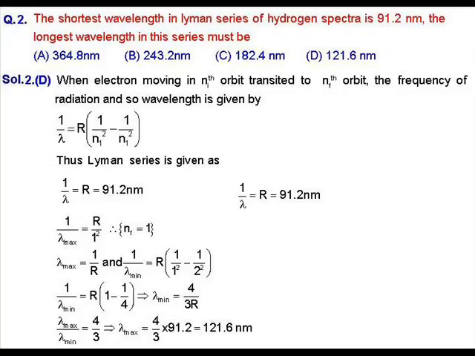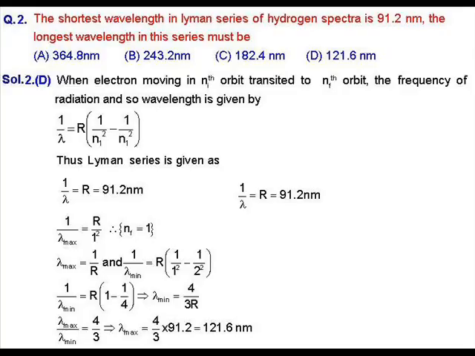So lambda maximum equals 1 by R, and similarly 1 by lambda minimum equals R(1 by 1 square minus 1 by 2 square). That implies 1 by lambda minimum equals R(1 minus 1 by 4), so lambda minimum equals 4 divided by 3R. By putting values, lambda maximum divided by lambda minimum equals 3 by 4. That implies lambda maximum equals 4 by 3 into lambda minimum, where lambda minimum equals 91.2 nanometer. So lambda maximum equals 121.6 nanometer.